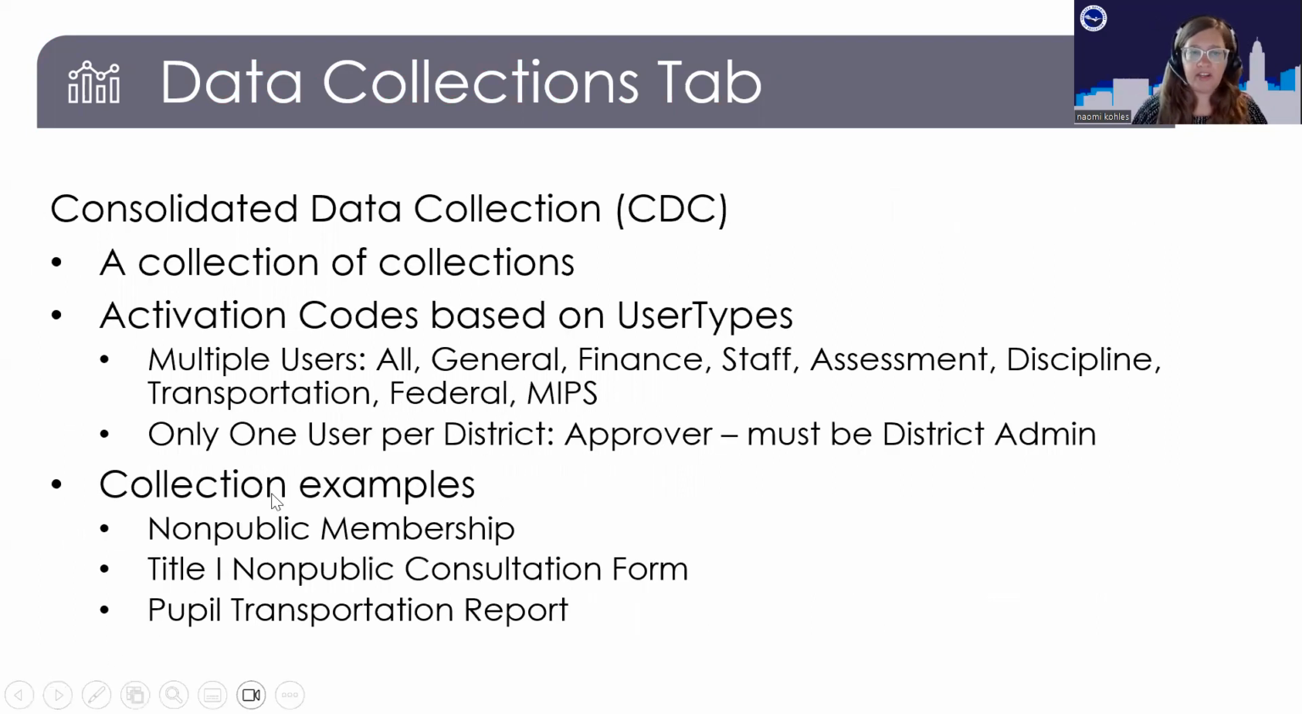Now, what's cool about the consolidated data collections, we often refer to it as the CDC, is that it's a collection of collections. So you've got your data collections tab and you have all these collections in it. And then there's one of these collections called CDC, and it's got a bunch more collections in it. This particular collection, the activation codes are based on user type. So kind of what I was talking about with advisor validation, where depending on their security level, you're going to give them various activation codes.